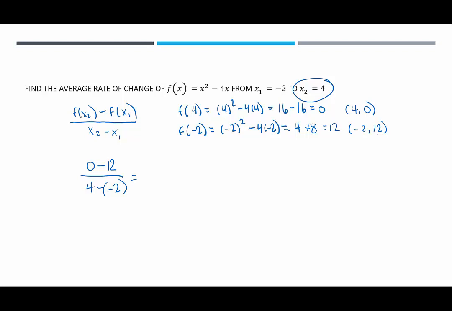In the numerator, 0 minus 12 would be negative 12. In the denominator, the minus negative would become like adding a positive. 4 plus 2 is 6. And negative 12 divided by 6 is negative 2. So the answer to the question is negative 2.